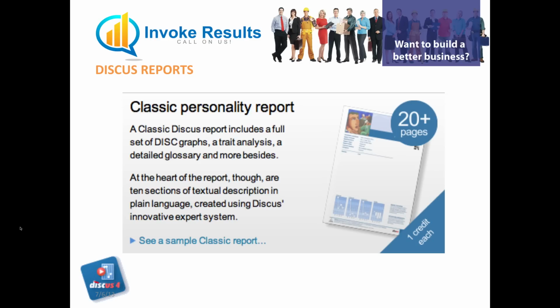But the key reports in Discus are the classic report, 20 plus pages. It's going to give you full information on the person's preferred behavioural style, and there's 10 sections of textual descriptions used basically in plain, simple language, created to allow you to understand very quickly as much about that individual person.